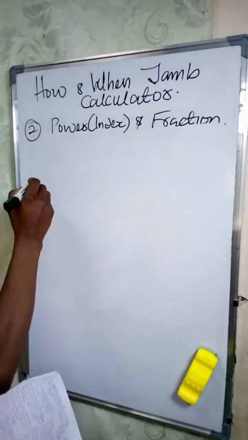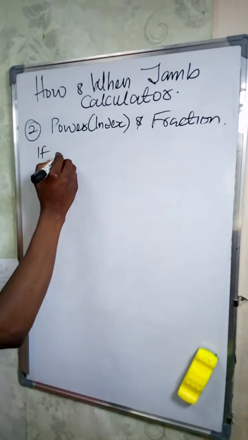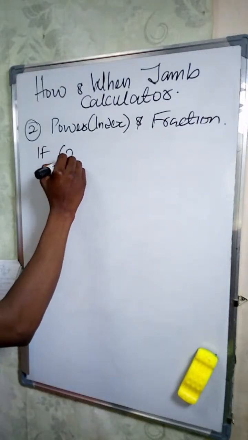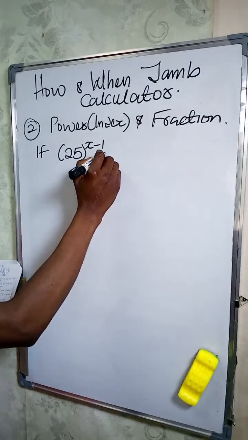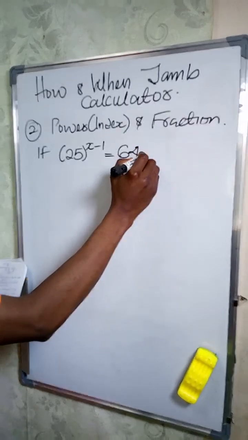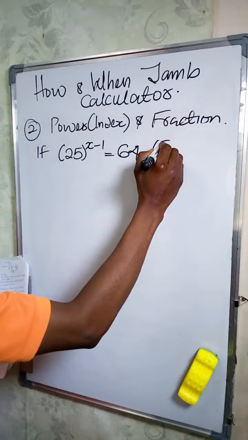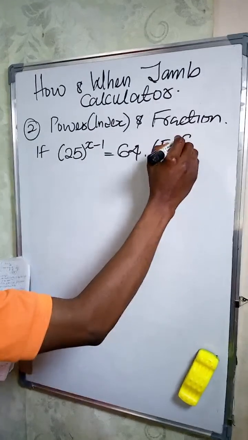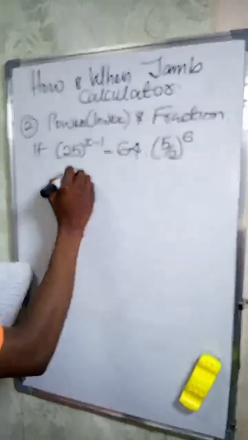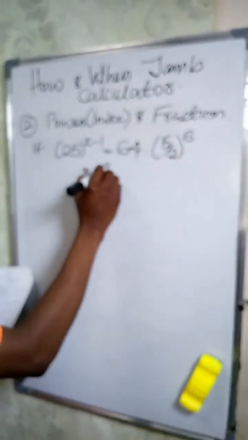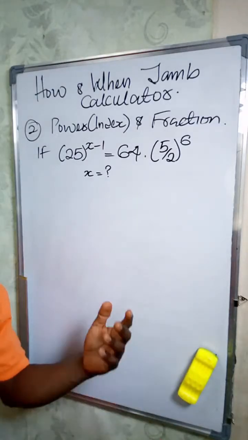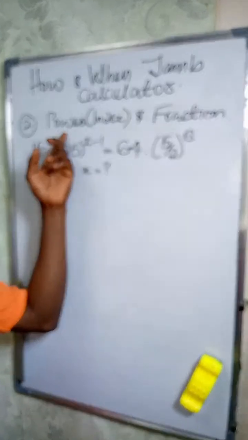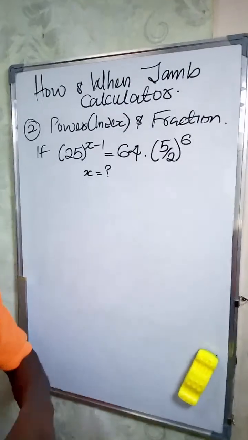Make I tell you. They say if 25 to the power of x minus 1 dey equal to 64 multiplied by 5 divided by 2 to the power of 6, they say make you find x. Wetin be the value of x? And so Jamb go take ask you, my brother, where you wan take start for this kind of question? If you no know how to manipulate power and fraction, you no go fit even know where you go start for this question.